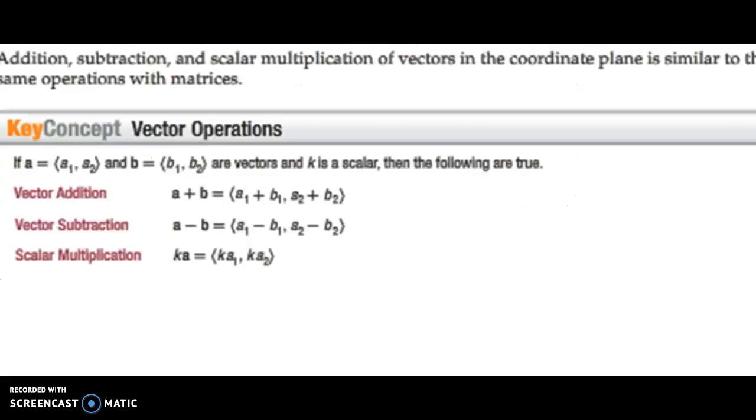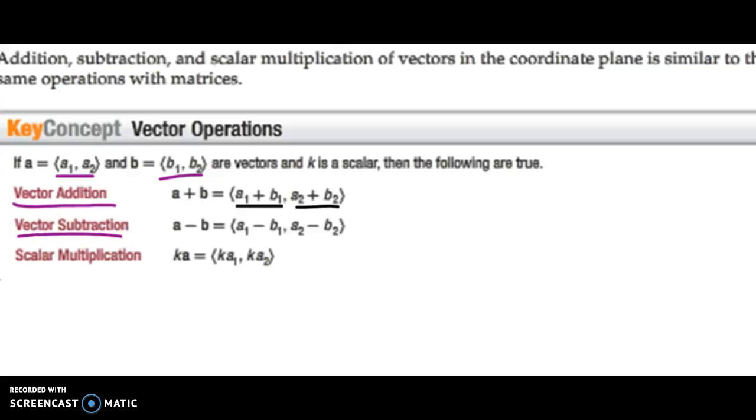Now, vector operations. This is pretty cool about vectors. When we have vector A with components <a1, a2> and vector B with components <b1, b2>, if I'm going to add my vectors, all I do is simply add the x components and add the y components.